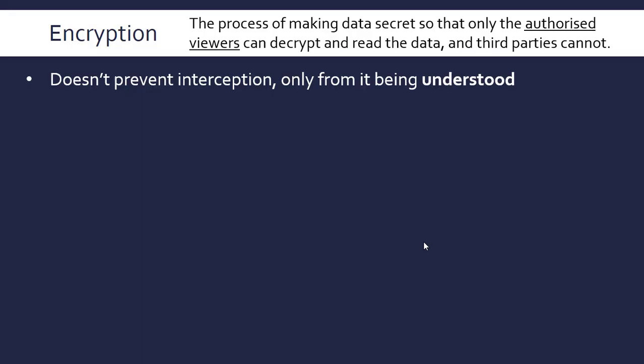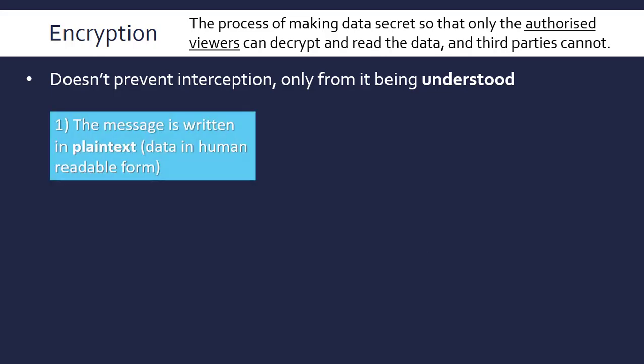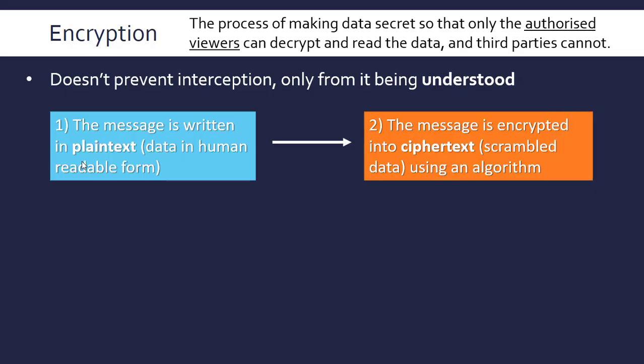The data can be accessed, say if it was sent over a public Wi-Fi network, but the data itself is scrambled up and you can't derive any meaning from it without the decryption key. So let's talk through that process then. First of all, you have your original data, your message, written in what is known as plain text, and plain text is just our original data in this human readable form, and we apply an encryption algorithm and we get ciphertext. Ciphertext is the scrambled up version which cannot be understood by a human, it's just a jumble.